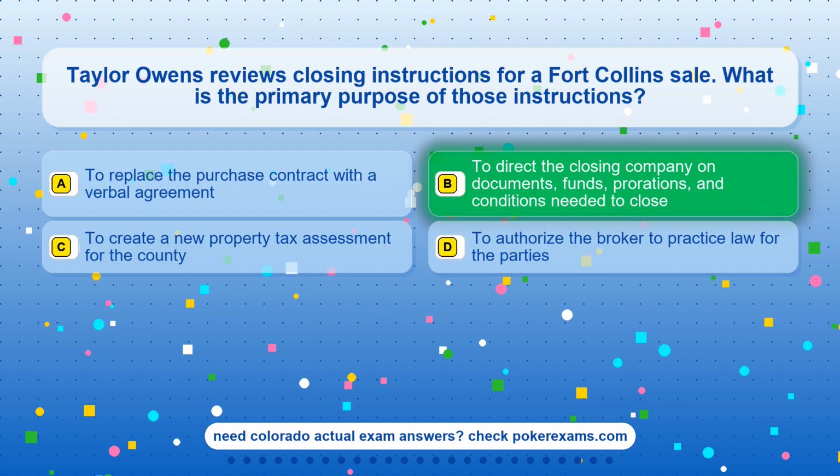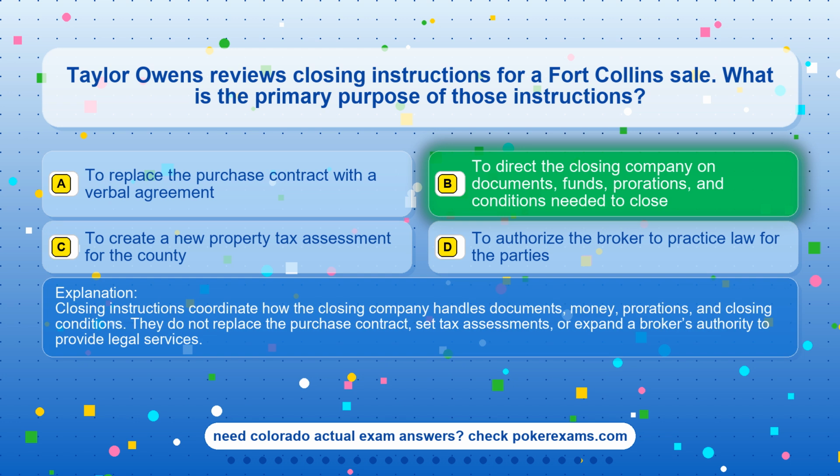The correct answer is option B. To direct the closing company on documents, funds, preparations, and conditions needed to close. Closing instructions coordinate how the closing company handles documents, money, preparations, and closing conditions. They do not replace the purchase contract, set tax assessments, or expand a broker's authority to provide legal services.